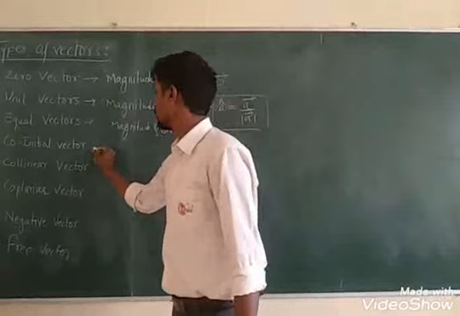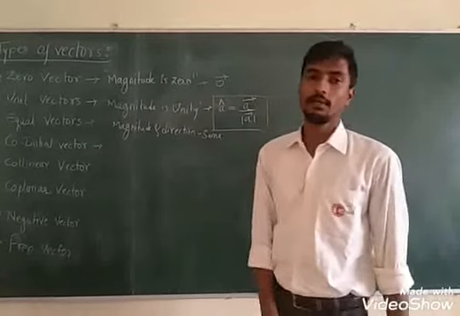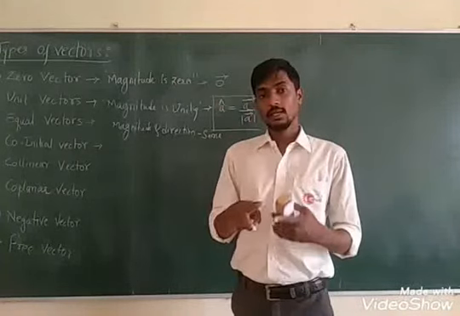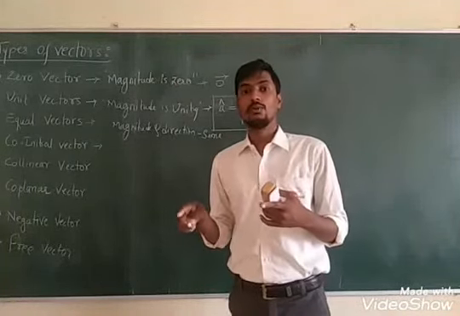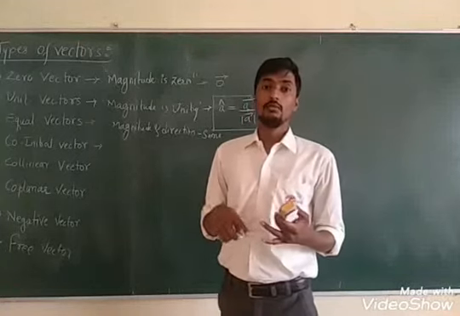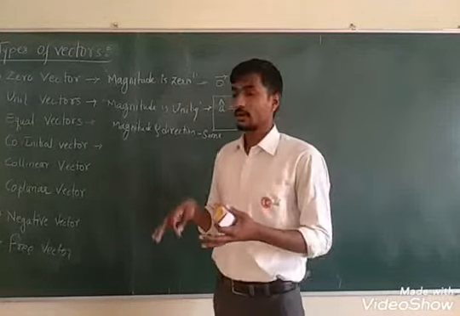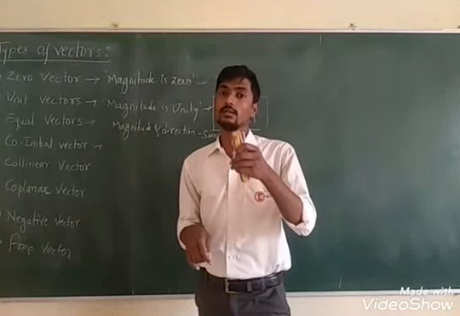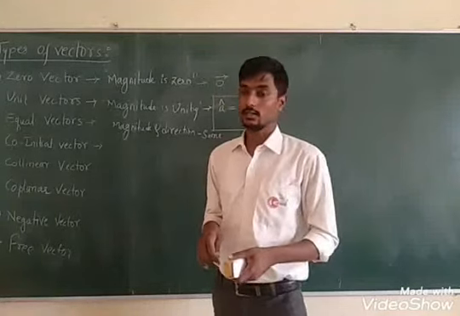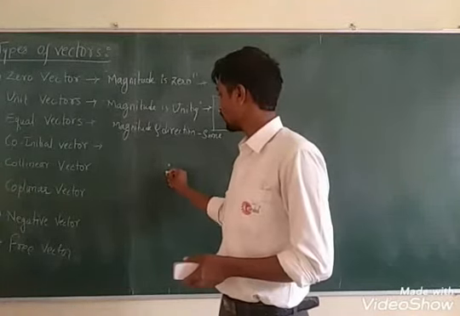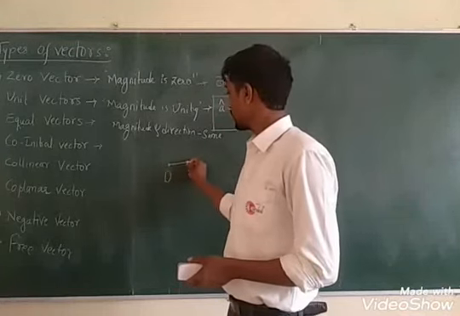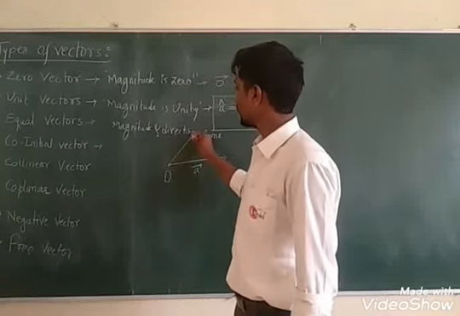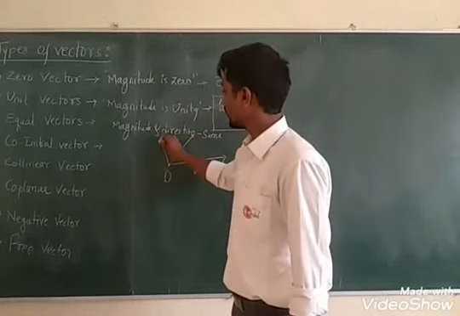Next, move to the co-initial vectors. What does co-initial vector mean? Co means same, and initial means the initial point. So if two or more vectors are said to be co-initial vectors, their initial point is common for all the vectors. For example, if this is the point O, there is a vector started from here to here, so this is vector A. Another vector is here, another vector is here.